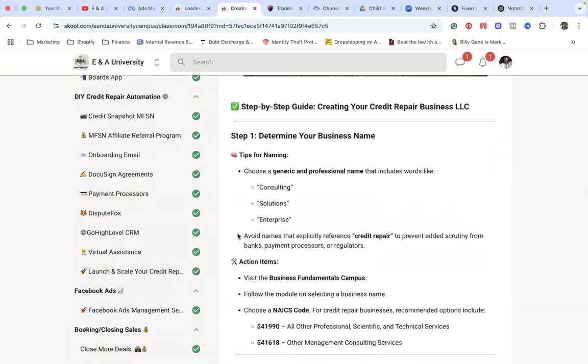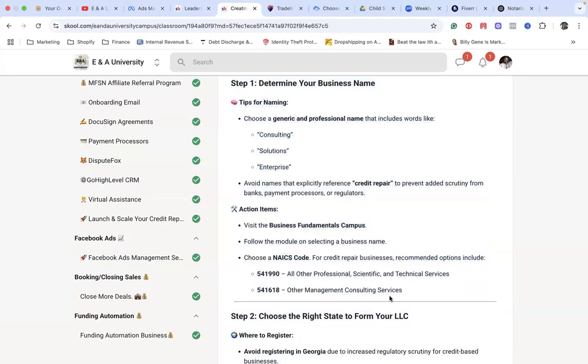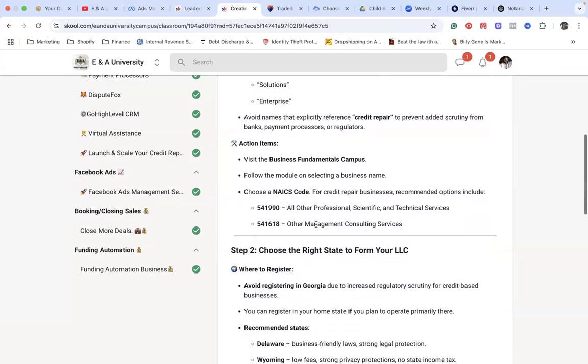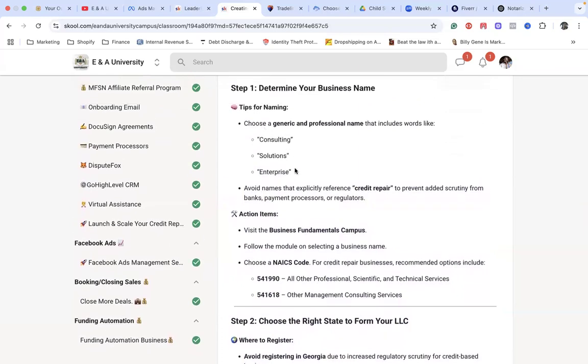Because guess who got locked out of credit repair in Square? Me, this guy. I had to send in the ID, a screenshot of a text message. They had locked my account. Exactly. So if you pay attention to this right here, I tell you which NAICS codes to use when you're creating the account on Square. You're going to be using consulting. And when I write my invoices out, guess what my invoices say?